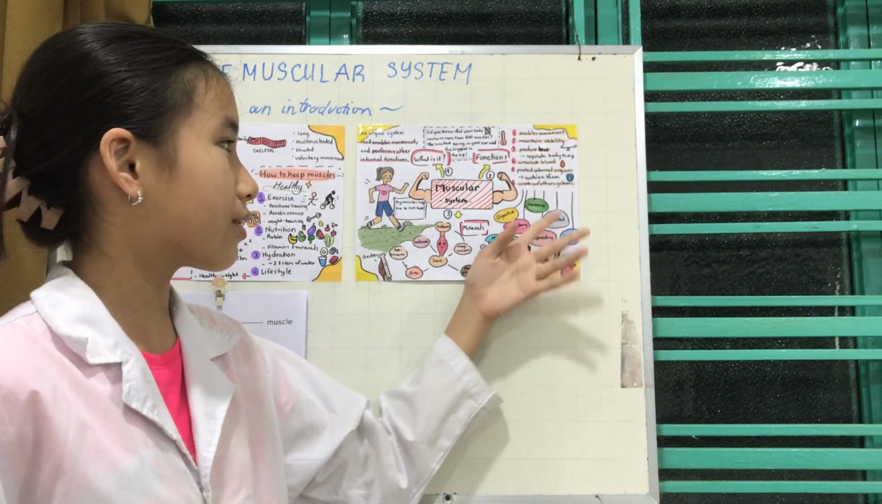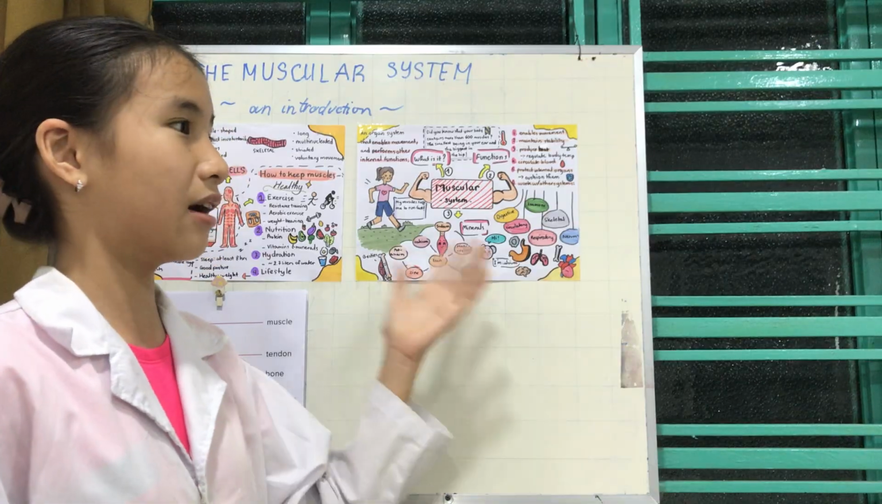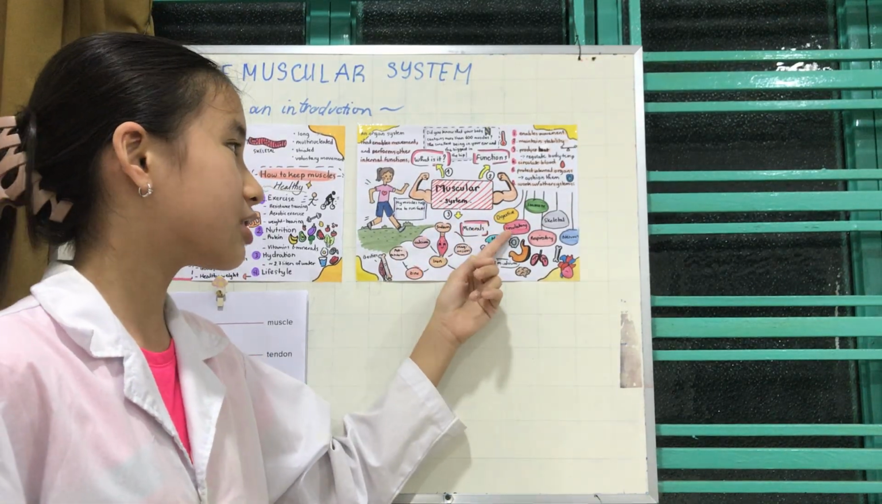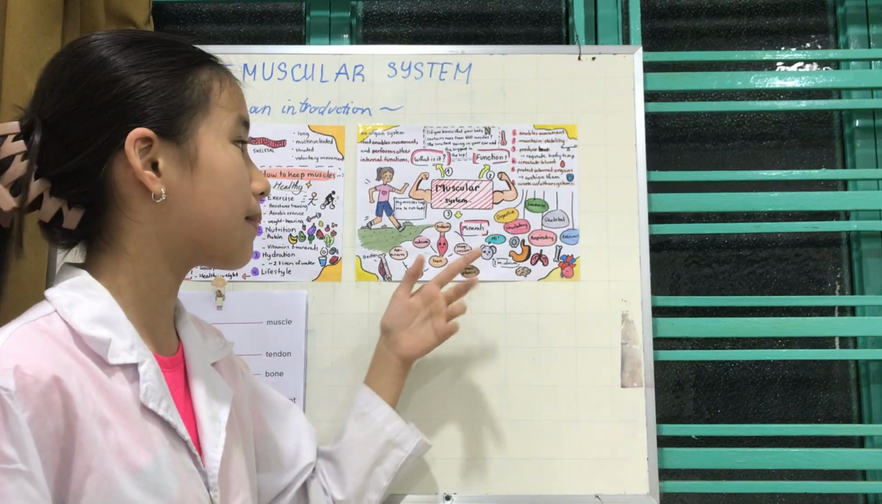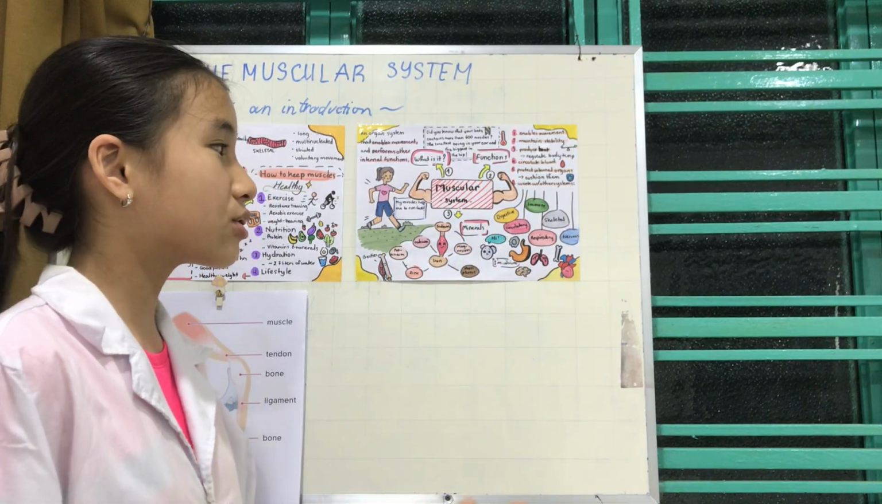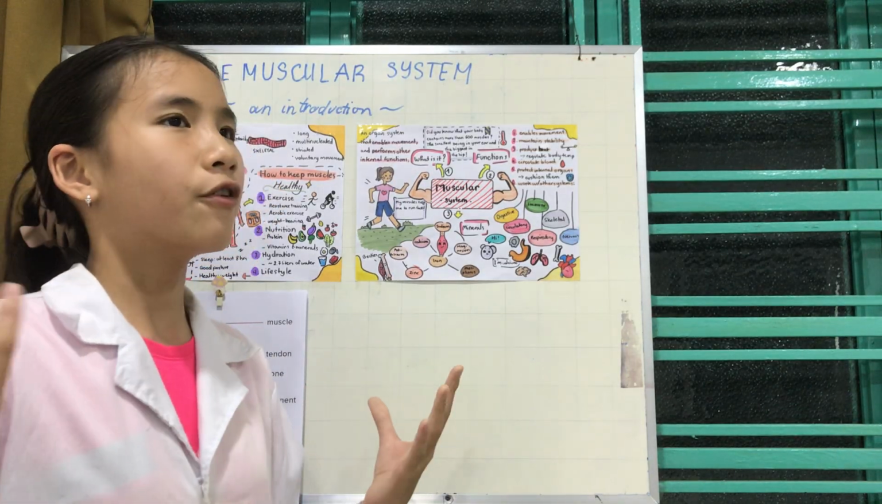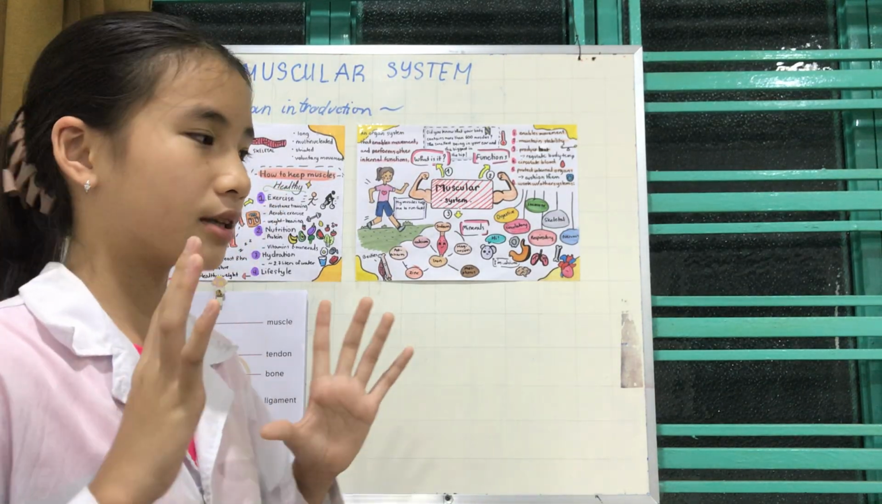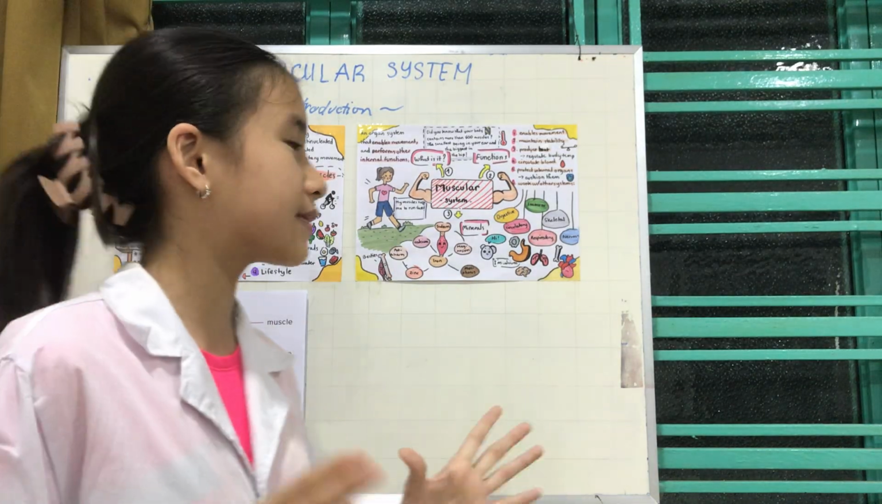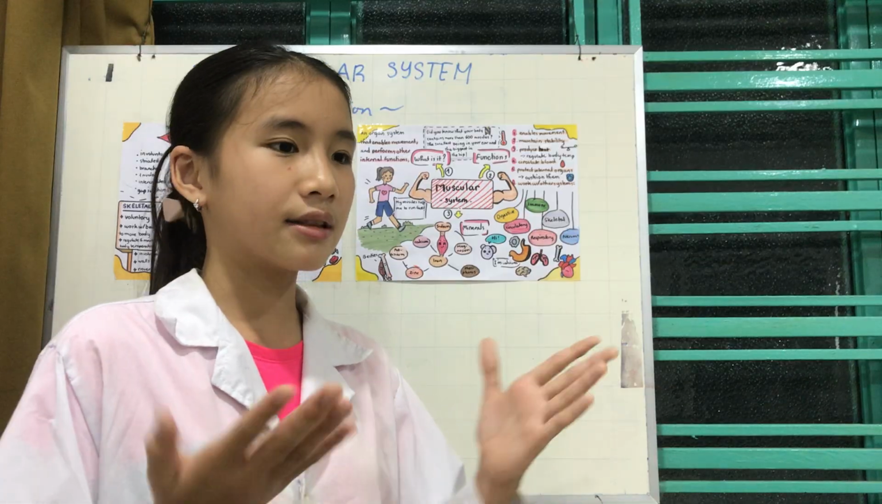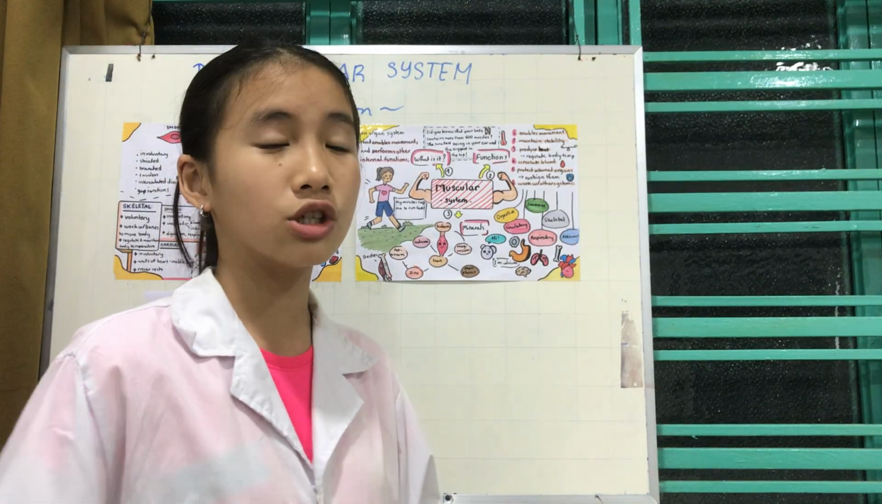And it also works with other systems for a variety of functions as well. There's the digestive system, the circulatory system, the immune system, the respiratory system, skeletal system, and nervous system. So let's take a few examples. For the digestive system, the smooth muscles of the digestive system will help to digest the food that has gone through the esophagus into the stomach.